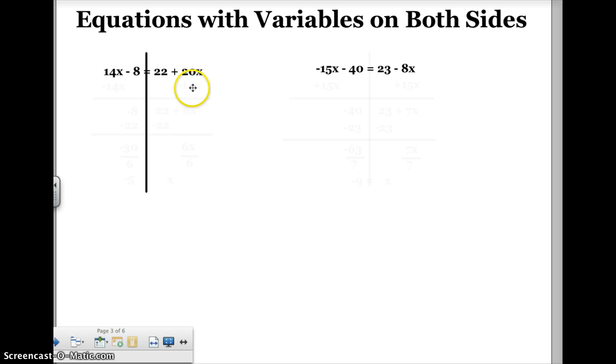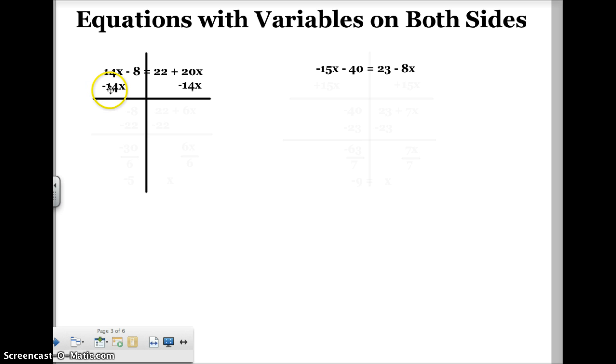Since I have more of the x's over on the right side, I have 20 over there and only 14 on the left, I'm going to get rid of the 14x on the left-hand side of the equation. And I can do that by combining 14x with negative 14x. But remember, whatever I do on one side of the equation, I have to do on the other side also. So I have negative 14x on both sides of the equation. Let's see what I have left.